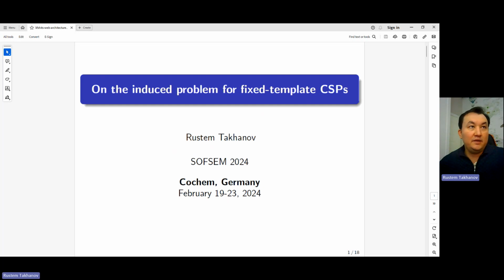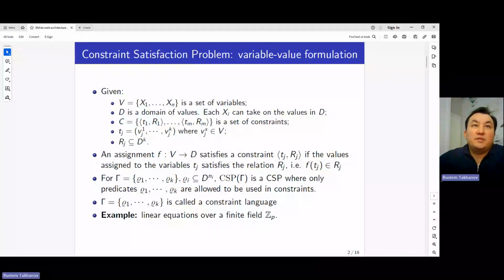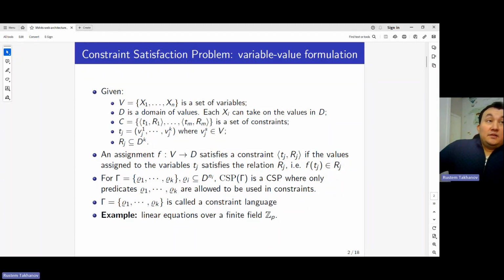So first of all, let me define what a constraint satisfaction problem is in the variable value language, which is the most common one. A constraint satisfaction problem is simply a problem in which we are given a finite number of variables, and there is also a finite domain in which our variables take their values. So we have to assign variables to their values, which means that we have to find an assignment, which is a mapping from the set of variables to the domain D. And simultaneously, we need to satisfy a number of constraints.